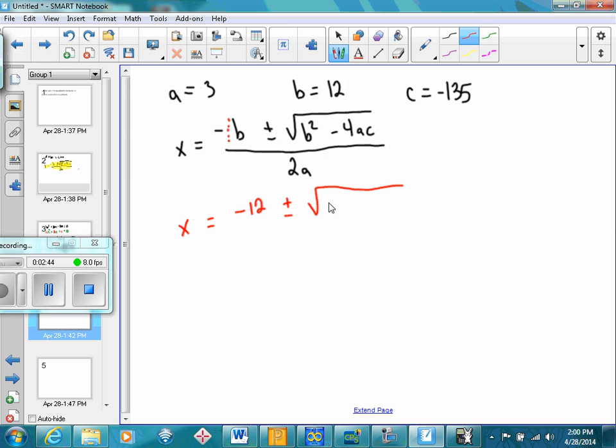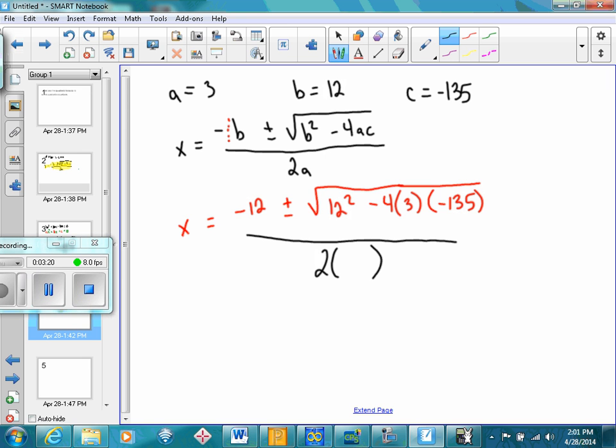B squared is 12 squared. Minus 4 times, let's see, a is 3, and c is negative 135. You'll notice that I rewrote, not the equation, but the values of a, b, and c, and I double checked it before I started because when you're looking at a worksheet with a lot of different equations on there, it's really easy to go, oh, let me look at the problem above, negative 135, and you get the wrong value for c, and it messes you all up. So now this is all going to be divided by 2 times a, which is 3.